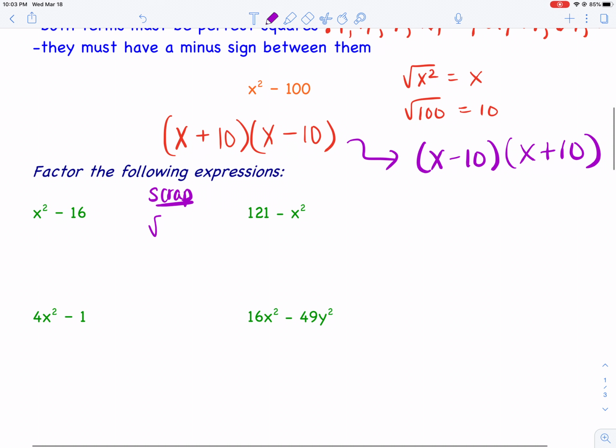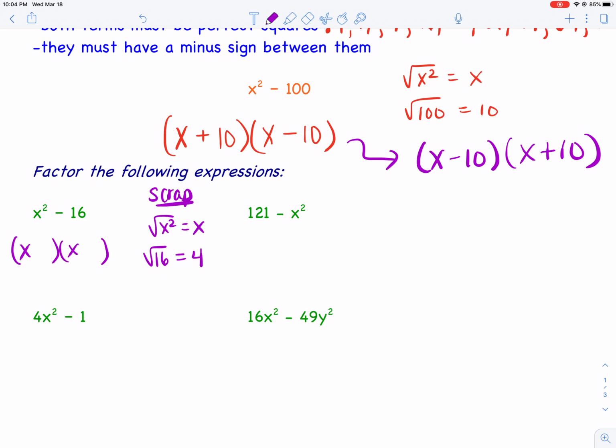So the square root of x squared is x. The square root of 16 is 4. So I set up my two binomial factors. I have x going first in each, plus 4 and minus 4. So how could I check now that this answer is correct? Not that you have to check, but how could I check that this is the same?